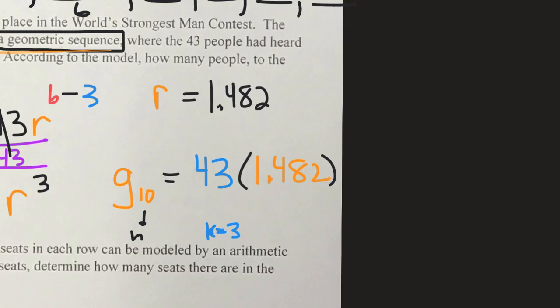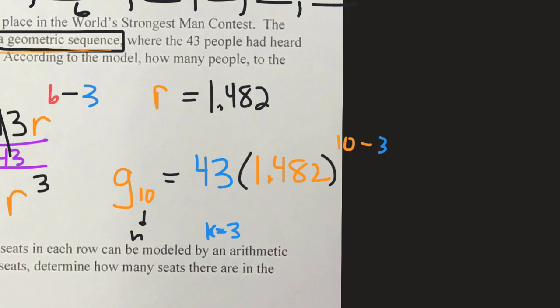And what's our power going to be? 10 minus 3, right? 10 minus 3. So that's our subscript here. Your n value is 10. We're looking for the 10th day. And 43 was your 3rd day. Okay, you could have also used 140, but then our k would have been 6. You can use whichever one you want to use.